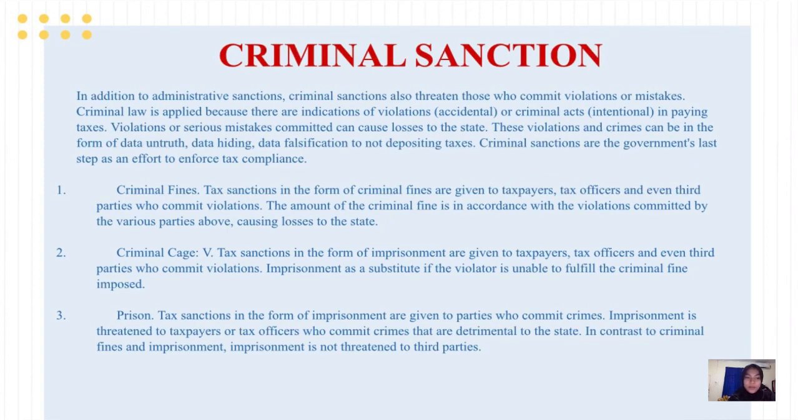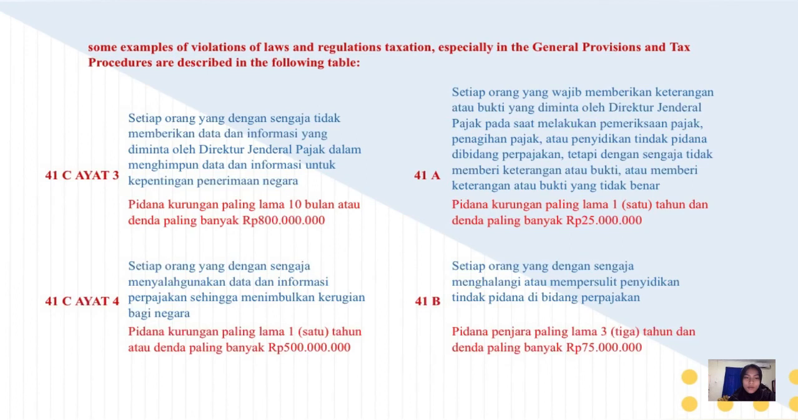Third, prison. Tax sanctions in the form of imprisonment are given to parties who commit crimes. Imprisonment is the treatment to taxpayer or tax officer who commit crimes that are detrimental to the state. In contrast to criminal fines, imprisonment is not threatened to third parties. Some examples of violation of law and regulation taxation, especially in the general provision and tax procedure, are described in the following table. Pasal 41C ayat 3.